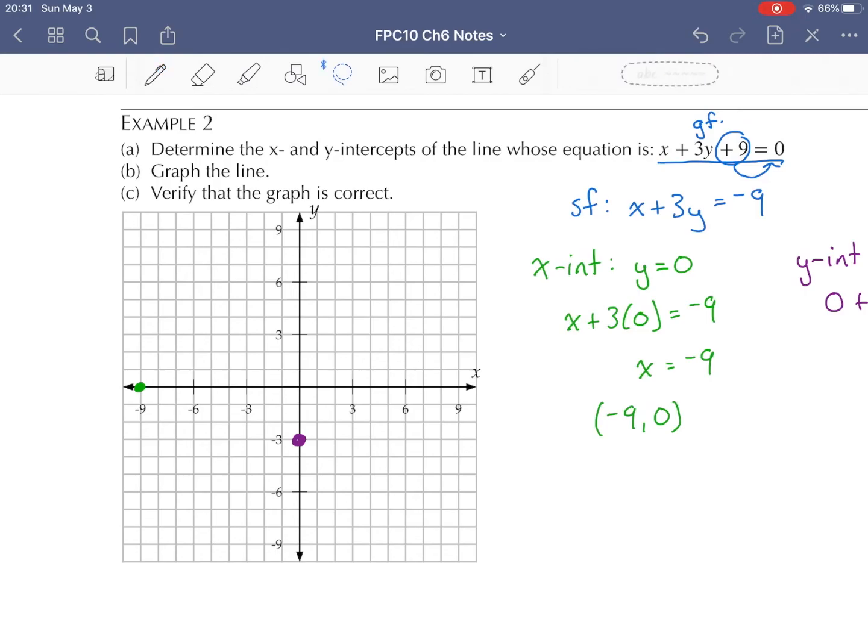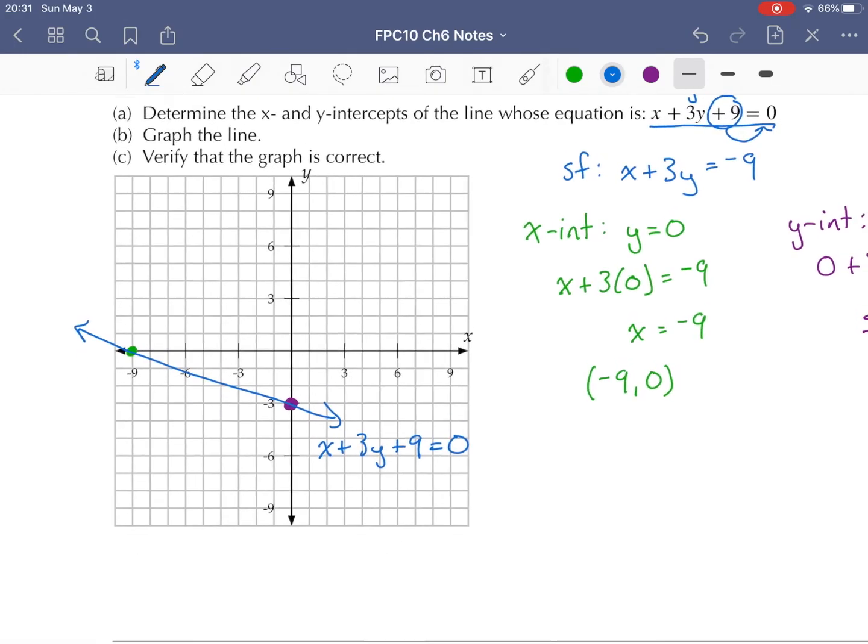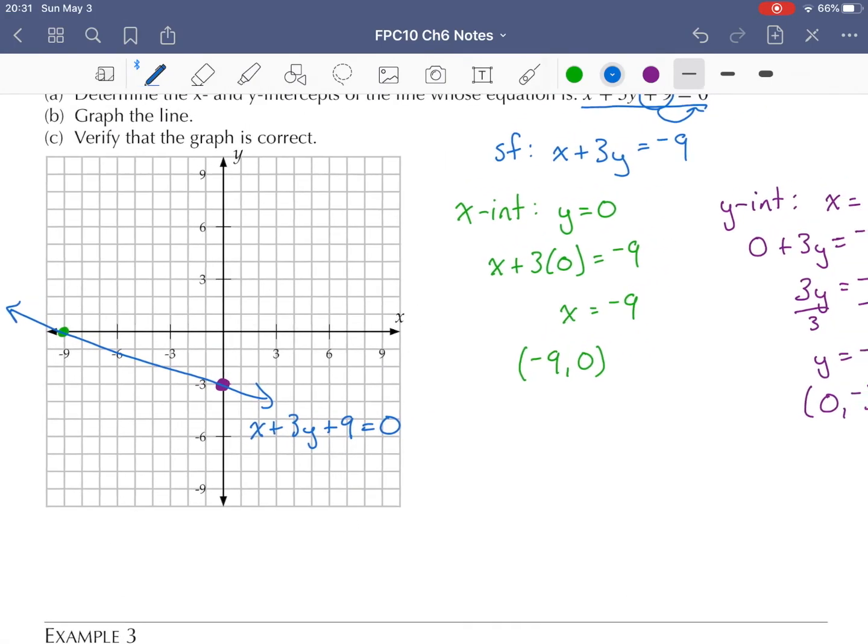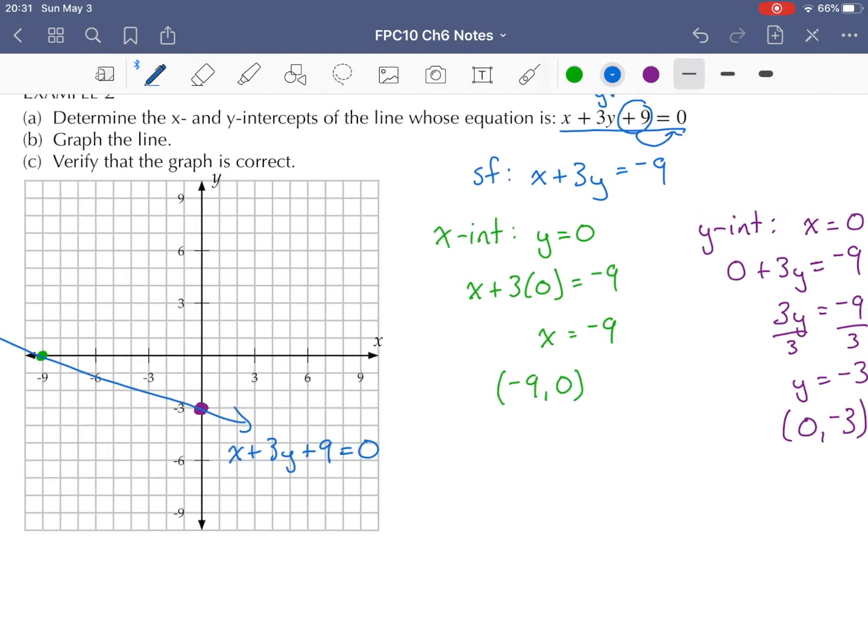So if we're going to graph this line, I'll graph it in blue. We just draw a line through these 2 points. And there's our equation. x plus 3y plus 9 is equal to 0.